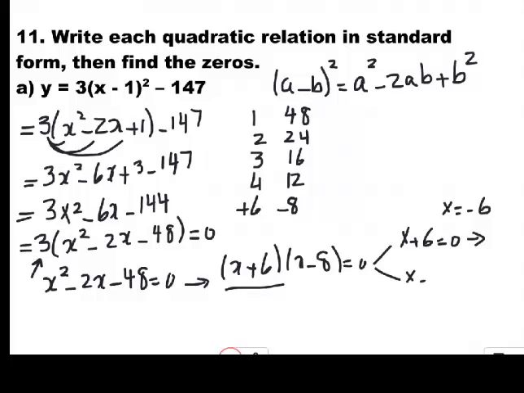X minus 8 is equal to 0. So x is equal to 8. Because negative 8 to the right becomes positive, so x is equal to 8.